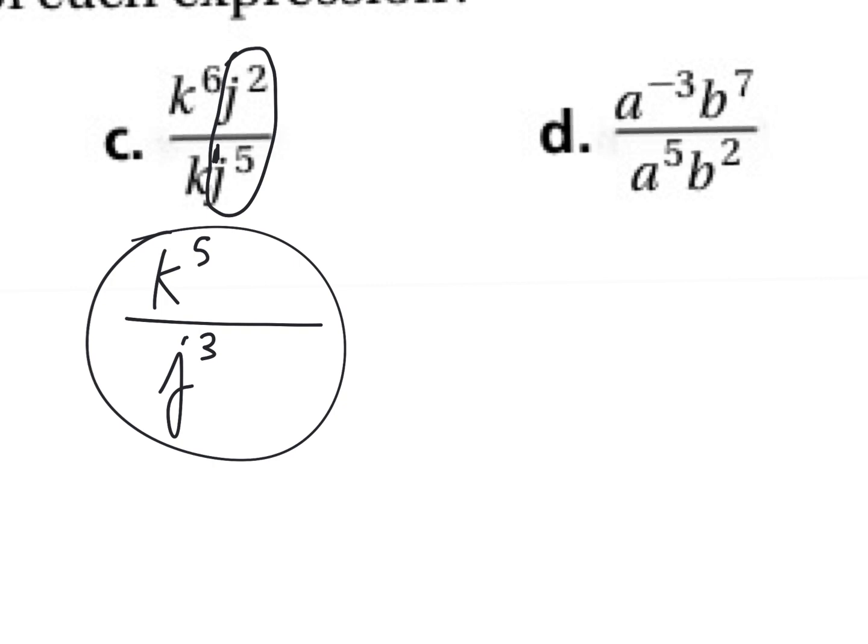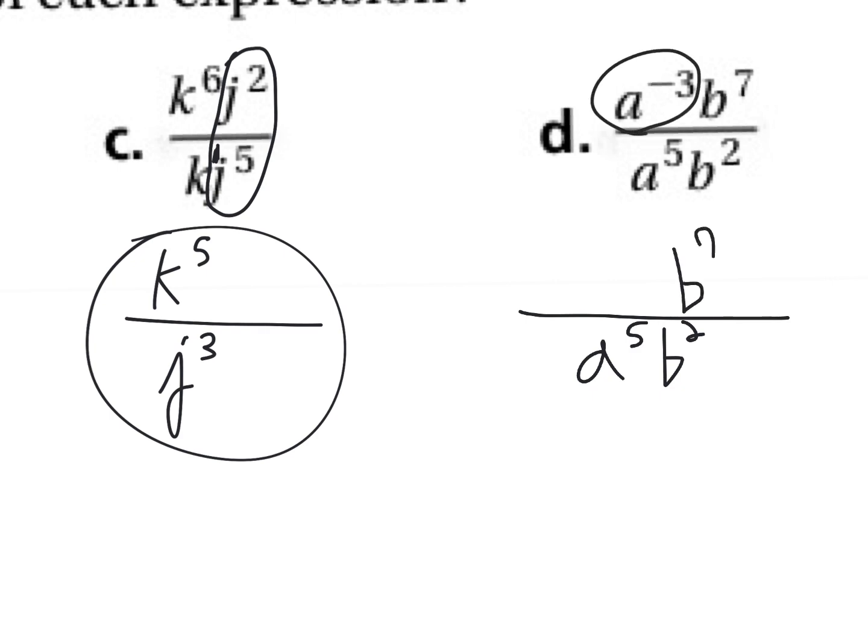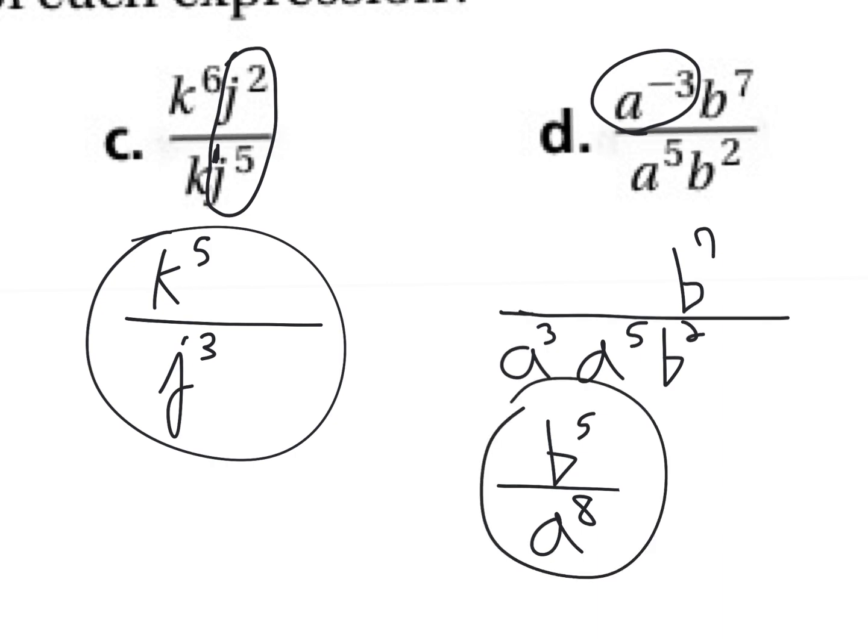And part D, we actually start out with a negative exponent here, so I'm just going to rewrite this to begin with, and I'm going to get rid of the negative exponent. I'm going to move that to the denominator as a cubed. And then if you notice, all the a's are in the denominator, so that would be a to the 8th. And then we have more factors of b in the numerator. If you take 7 minus 2 is 5, so b to the 5th over a to the 8th.